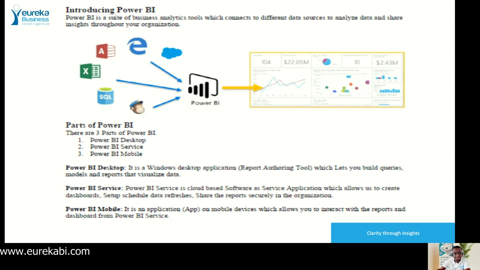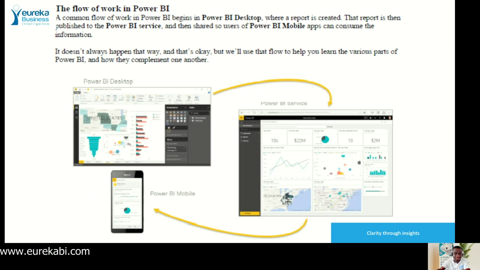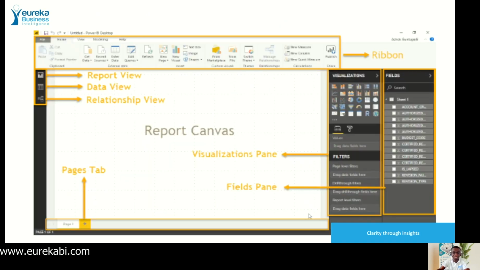Then there's the mobile. The mobile is just like the service for viewing, but it's just on the hand and on the go. All right. So that is about the three main parts of the Power BI. So the flow is always, like I said, from the desktop into the service and then to the mobile app. So the desktop is where everything happens, where all the actions happen. So I'll go through the various parts of the desktop to help you appreciate what we are going to learn.